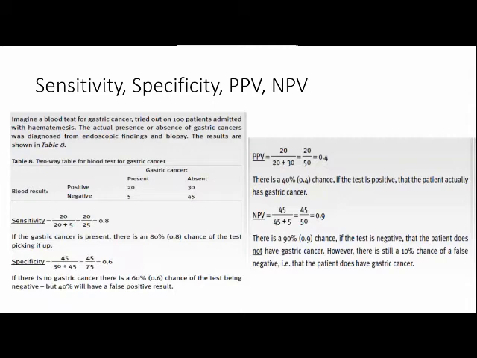So if you go to positive predictive value, there is a 40% chance that if the test is positive, the patient actually has gastric cancer. In negative predictive value, we can say there is a 90% chance that if the test is negative, the patient does not have gastric cancer. It means that almost 10% are false negative cases, where the patient does have gastric cancer.